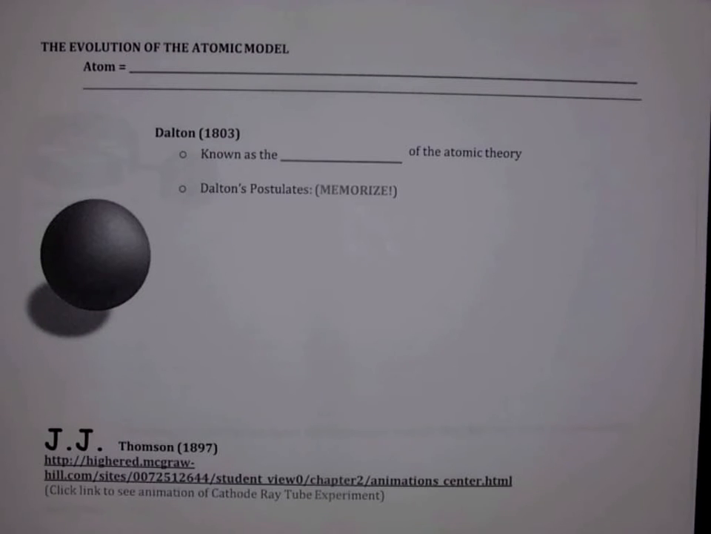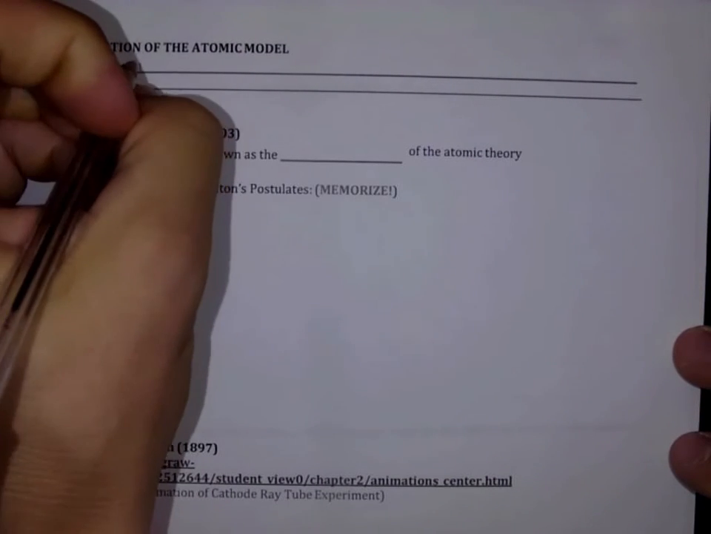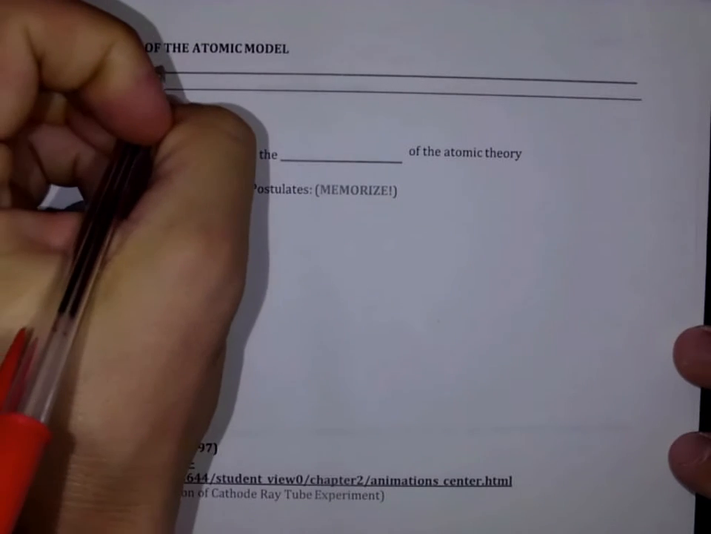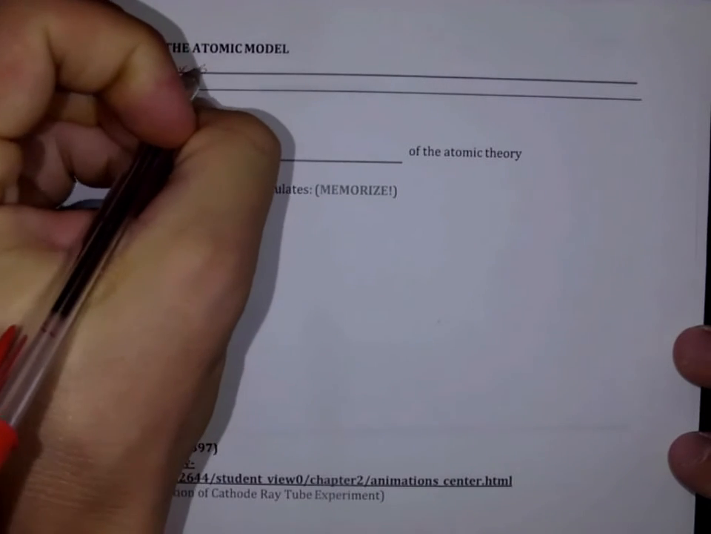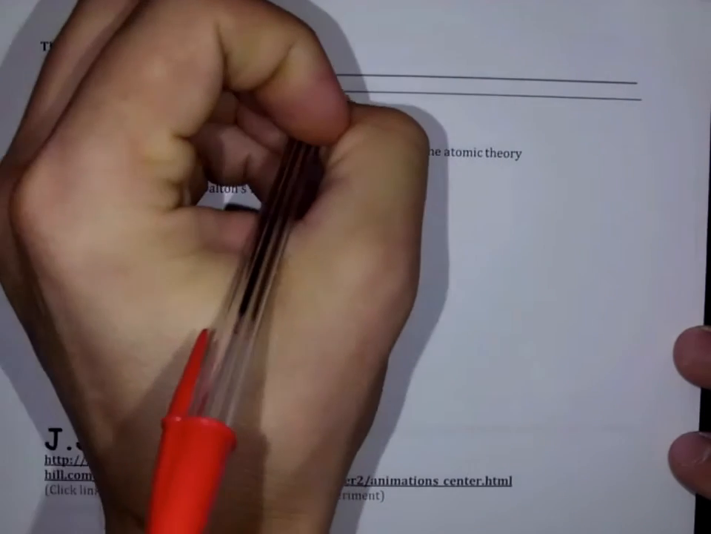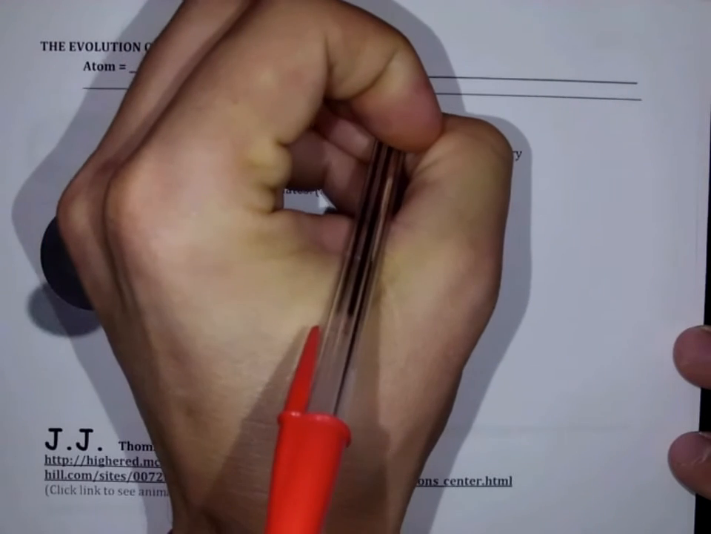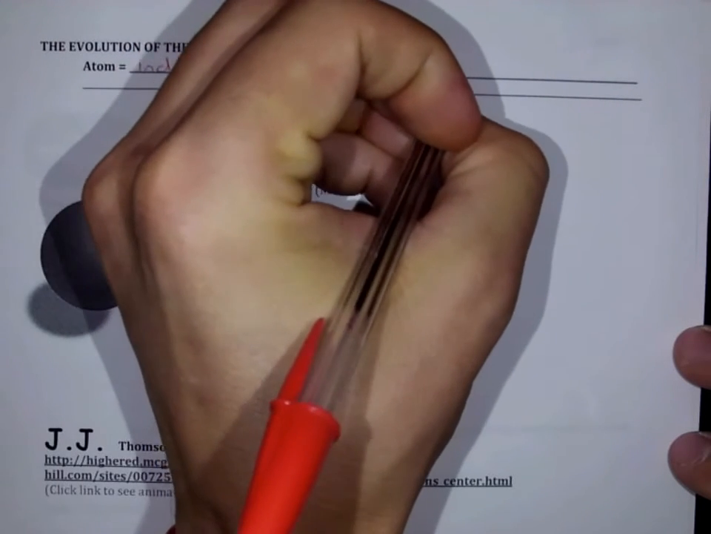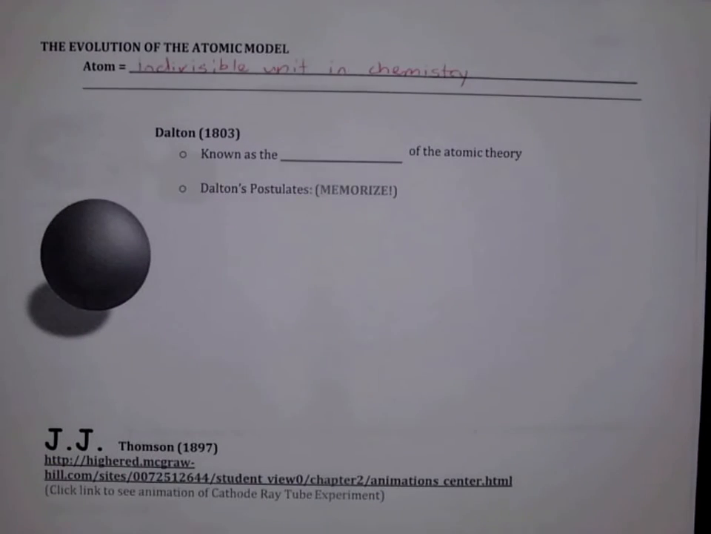So what we're going to talk about today is really our evidence for what we know about the atomic model, right? So we're going to talk about the evolution of the atomic model. So first off, an atom is going to be our indivisible unit. Right? It's an indivisible unit in chemistry.